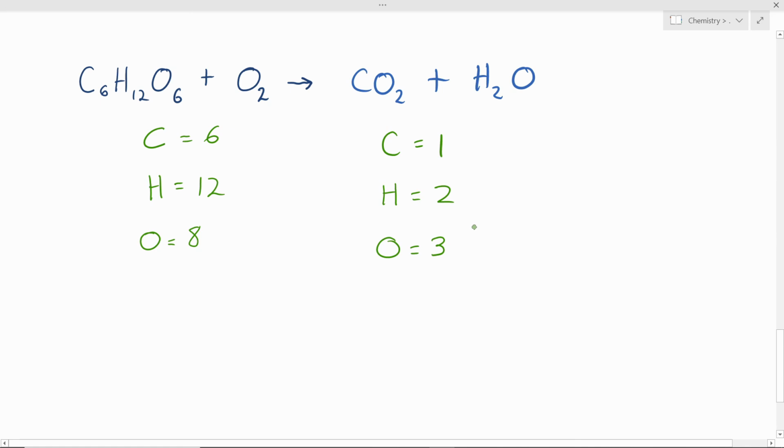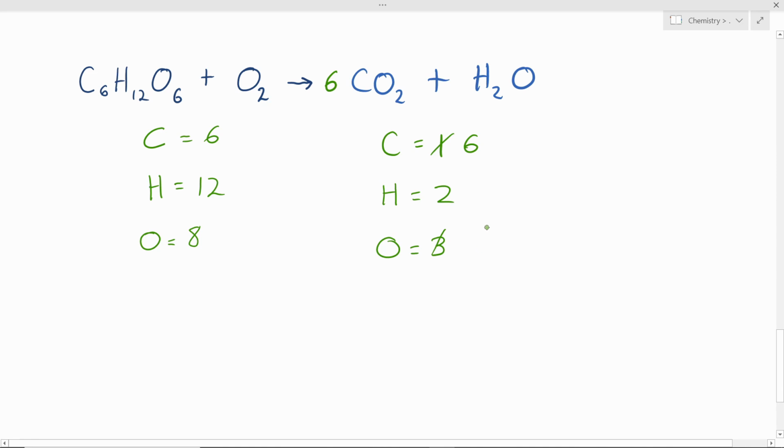Starting with carbon, I'm going to divide 6 divided by 1, which is going to give me 6. So on the product side, I have a new coefficient of 6 in front of CO2, which means that every time I add a coefficient, I need to recount. For carbon, on the right side, I have 6 of them. For hydrogen, nothing changed because we didn't put anything here. So this 6, remember, only applies to this compound, not anything before or after the plus sign or the arrow.